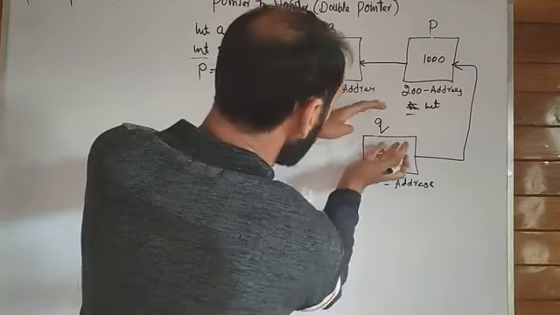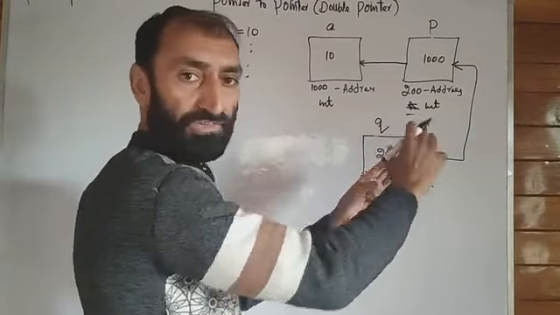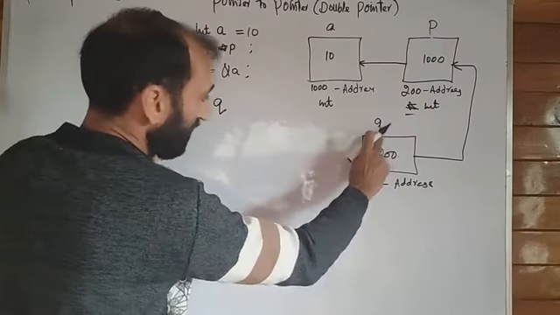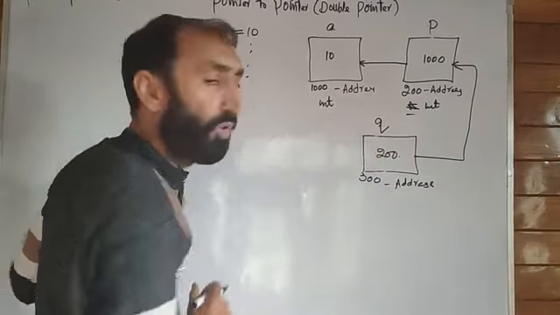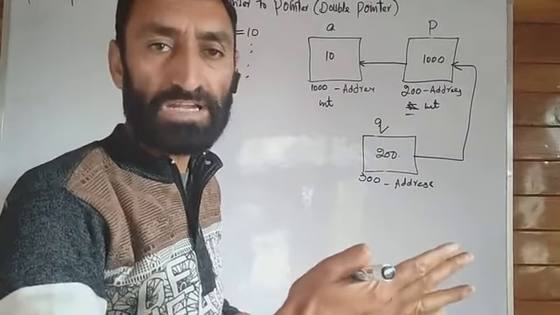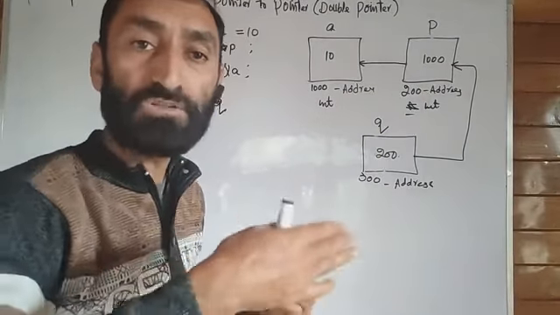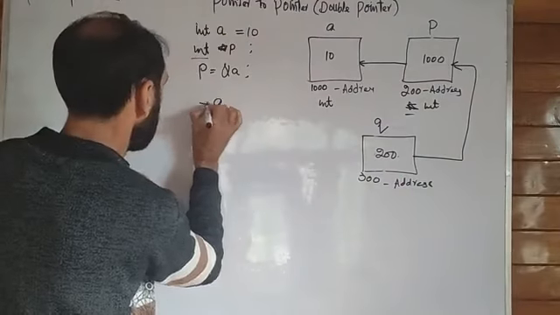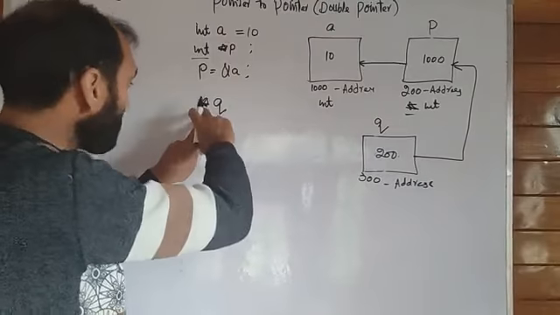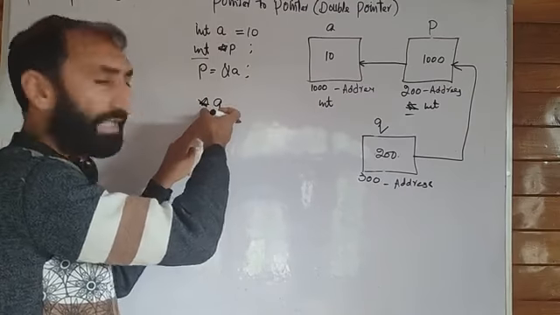Now, how can we declare this Q? Q is a pointer, but how does the compiler know that Q is a pointer? By this symbol. You remember it? This asterisk symbol tells the compiler that this variable is a pointer.